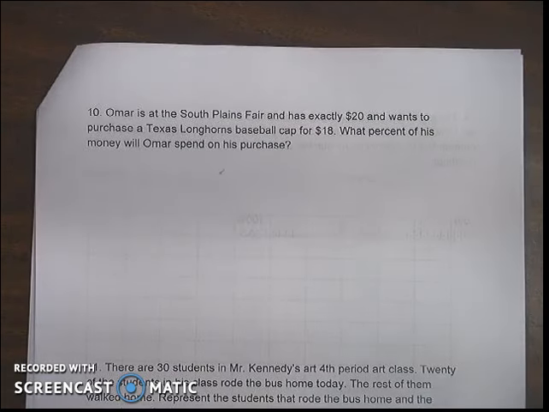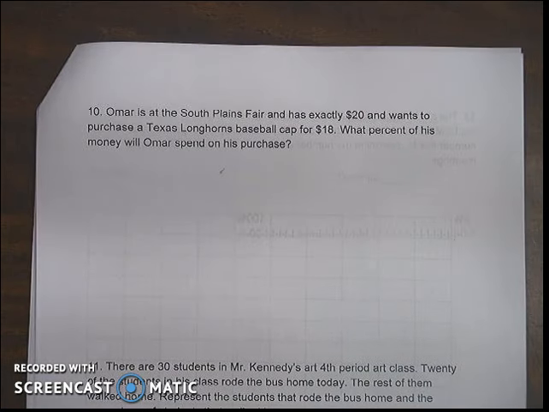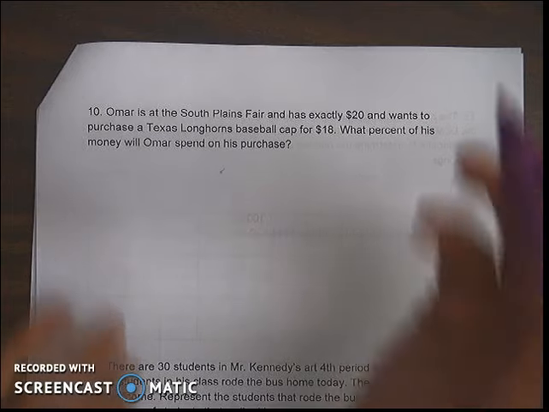Omar is at the South Plains Fair and has exactly $20 and wants to purchase a Texas Longhorn baseball cap for $18. What percent of money will Omar spend on this purchase? Okay, so he has $20 and he's going to spend $18. He's going to spend almost all of it, right? That's almost 100%. So let's see what we get here.